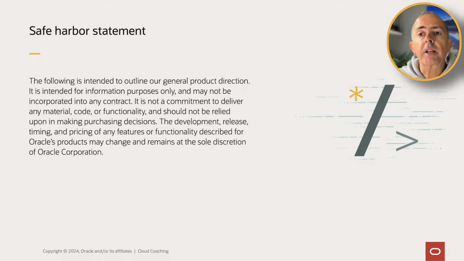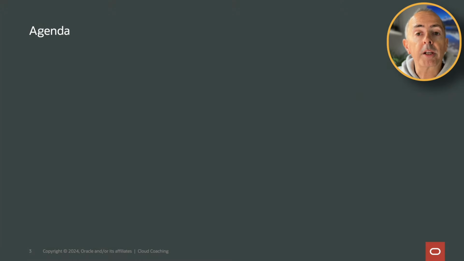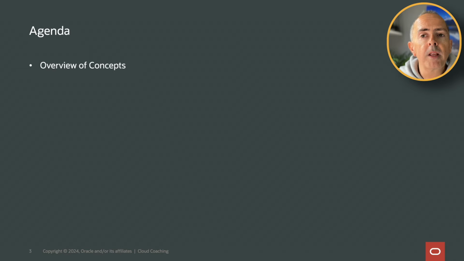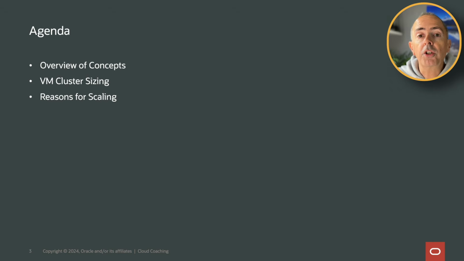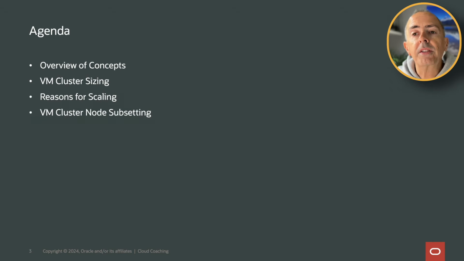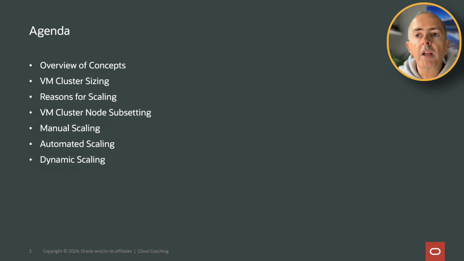In this session, I'm going to cover a quick overview of some of the components and concepts. Then I'll cover how to size VM clusters and the reasons why you might want to change their sizes, talk about VM cluster node subsetting, and then go into the various ways we can scale, covering manual, automated, and dynamic scaling. And then finally a section on autonomous database scaling.